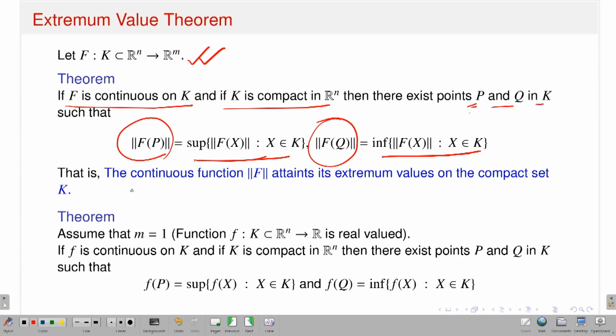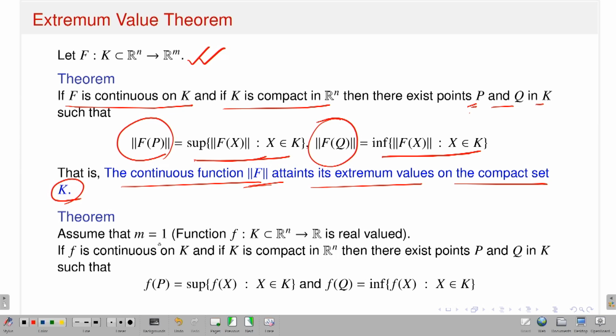That's why I have written the continuous function norm of f. If capital F is a continuous function, the norm of f is also a continuous function. So that continuous function norm of f attains its extrema values on the compact set K. That is very important. So supremum and infimum always exist because it is bounded, but more important is that it attains them at points.